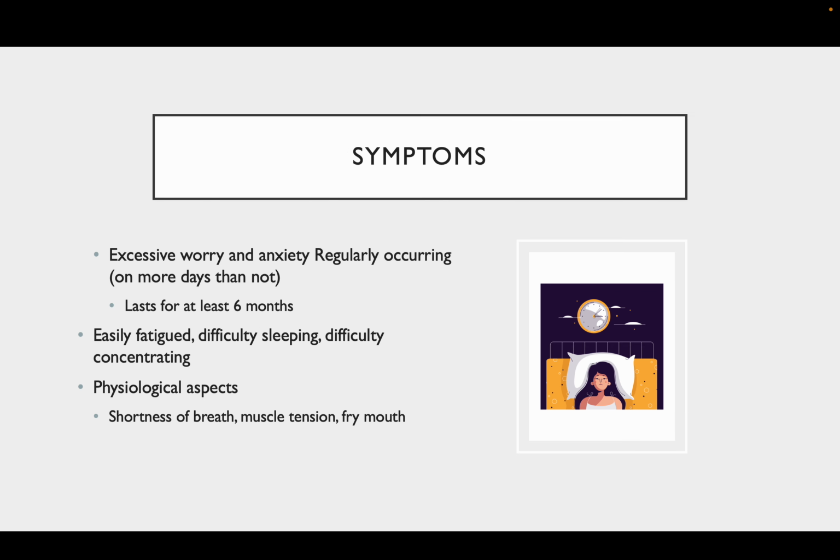Symptoms. According to the DSM-5, anxiety disorders are characterized by excessive worry and anxiety, regularly occurring on more days than not for at least 6 months, about several activities in different situations such as work and school, as well as being easily fatigued, difficulty concentrating, clearing thoughts, and sleep disturbances, either difficulty falling asleep or staying asleep, as well as restlessness. Physiological aspects of the disorder include, but are not limited to, nausea, shortness of breath, muscle tension, and dry mouth. It is important to note that these symptoms do not explain other disorders such as OCD, eating disorders, or panic disorders.